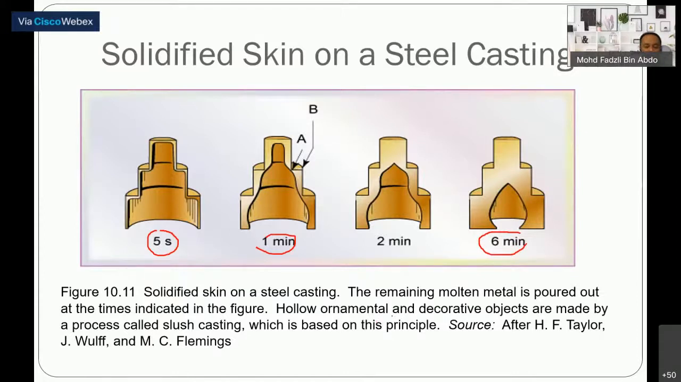Hollow ornamental and decorative objects are made by a process called slush casting which is based on this principle. Kebanyakannya objek-objek yang dekoratif kita buat by this principle lah. Solidified skin. Maksudnya kita tuangkan molten metal tu tapi bukannya untuk kita penuhkan the cavity. But then kita cuma penuhkan dia punya skin saja dekat dia punya wall, dinding je saja.